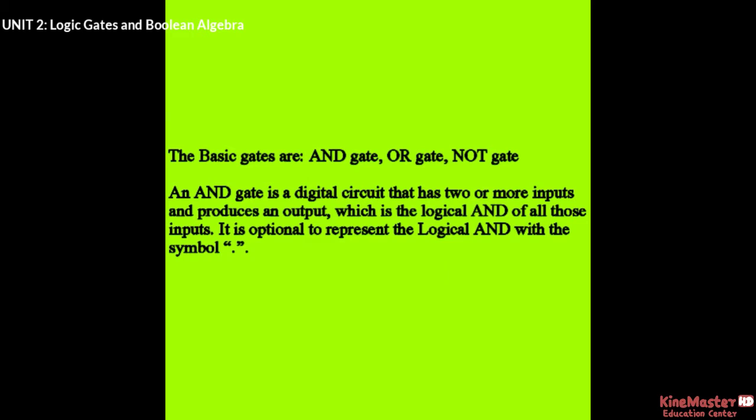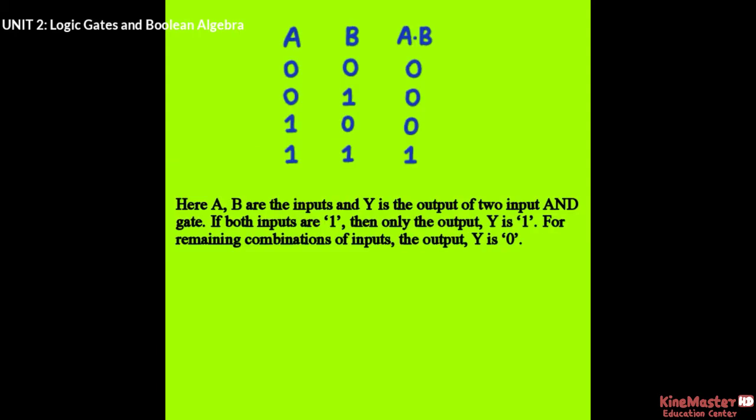An AND gate is a digital circuit that has two or more inputs and produces an output, which is the logical AND of all these inputs. It is optional to represent the logical AND with the symbol dot. Here A, B are the inputs and Y is the output of a two input AND gate. Y is A AND B. If both inputs are 1, then only the output Y is 1. For the remaining combinations of inputs, the output Y is 0.